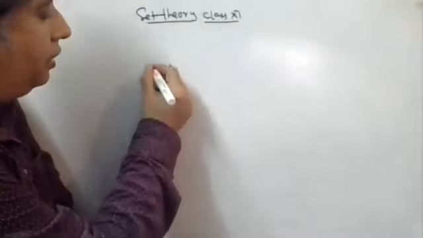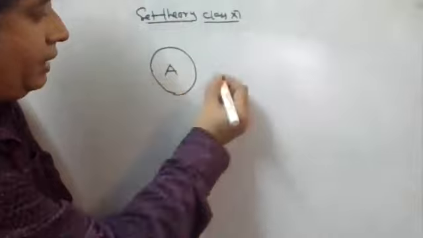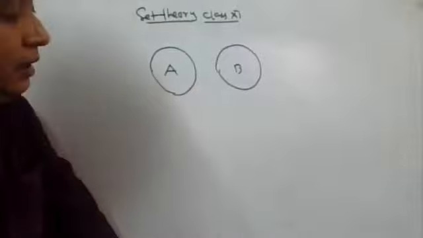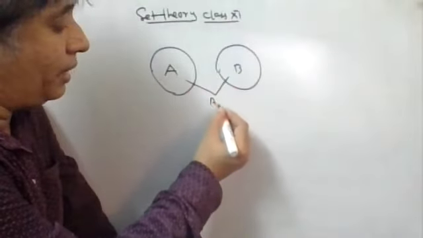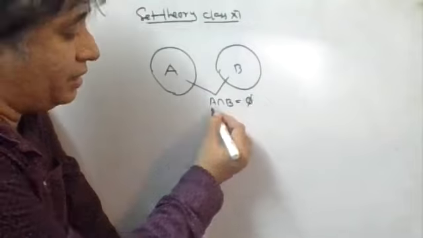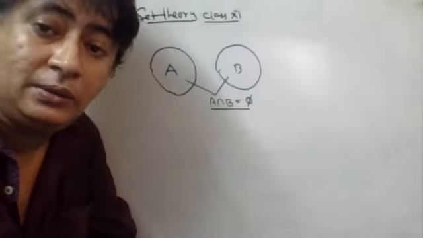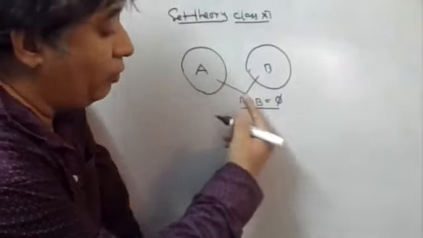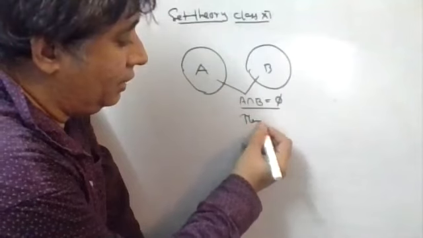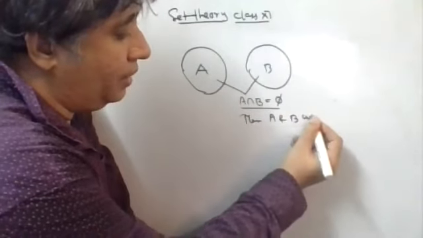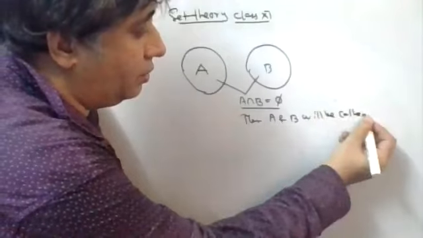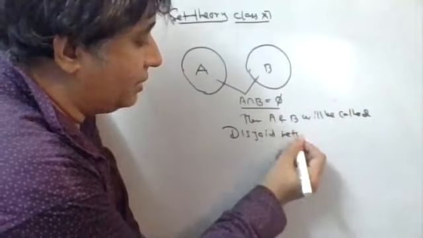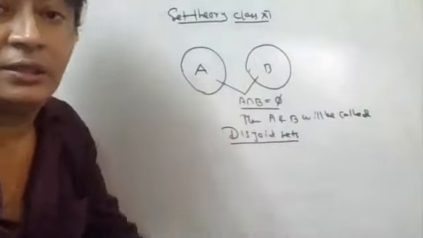Now, if this set A and this set B are kept aside, meaning they don't have any common part, I will write A intersection B is the null set. Okay. Then how can you define sets A and B? If you get this type of set, then A and B will be called disjoint sets. Disjoint sets. Okay.